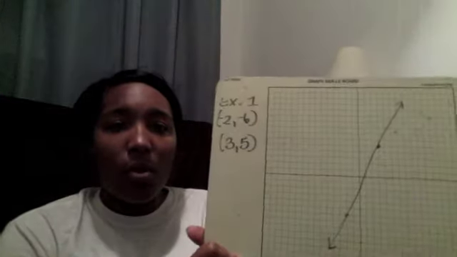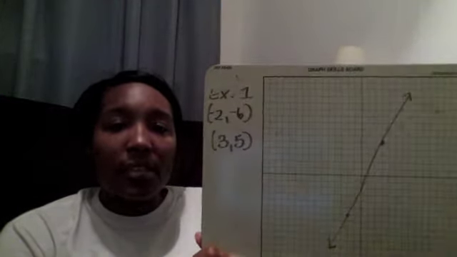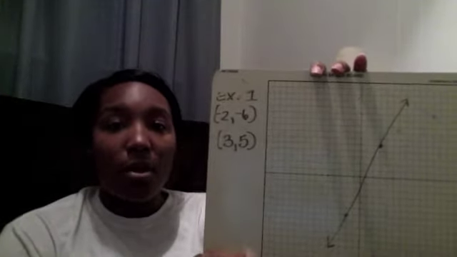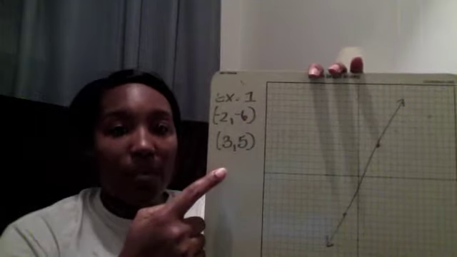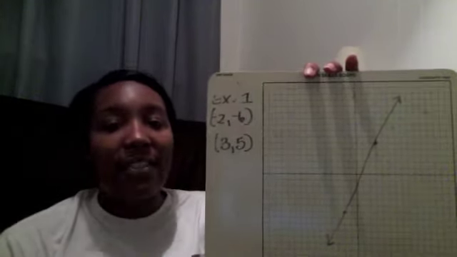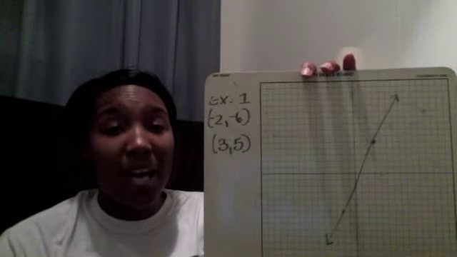This is the slope video on how to find the slope. Our first example is (-2, -6) and (3, 5). For our first step, we will need to graph these points, and I've already done that for you here, and I've connected them and drew a line.